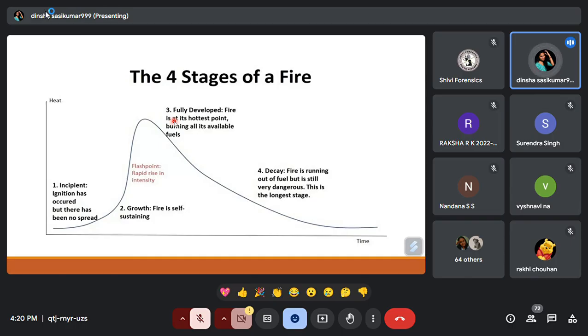The second stage is the growth stage. During the growth stage, the fire is self-sustaining. The third stage is the fully developed stage. That is when the fire is at its hottest point and burning all its available fuels. The fourth one is decay. Decay is the last stage. Fire is running out of fuel, but is still very dangerous. This is the longest stage. So this is an overview of the stages of fire.